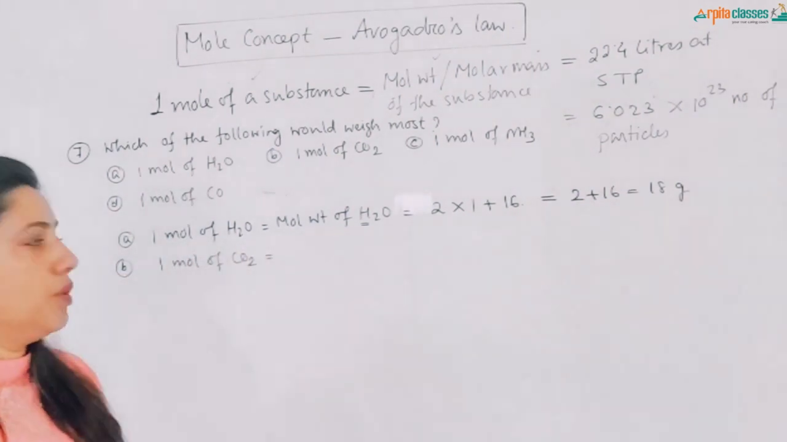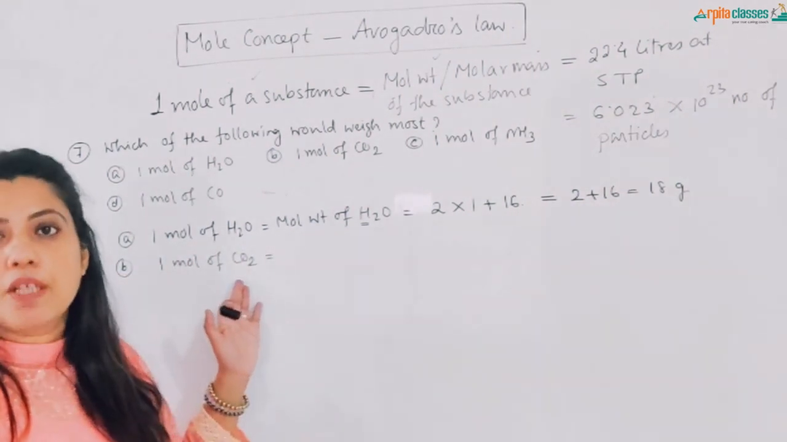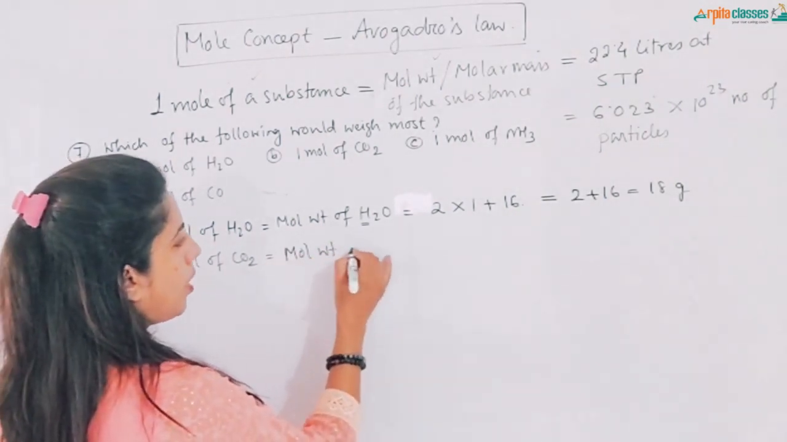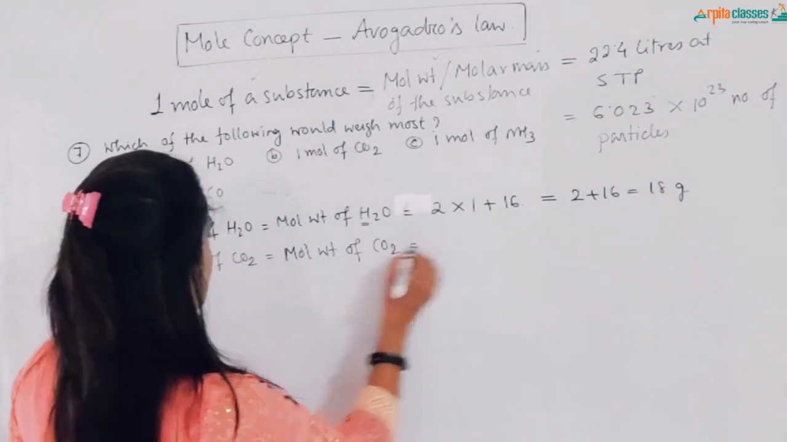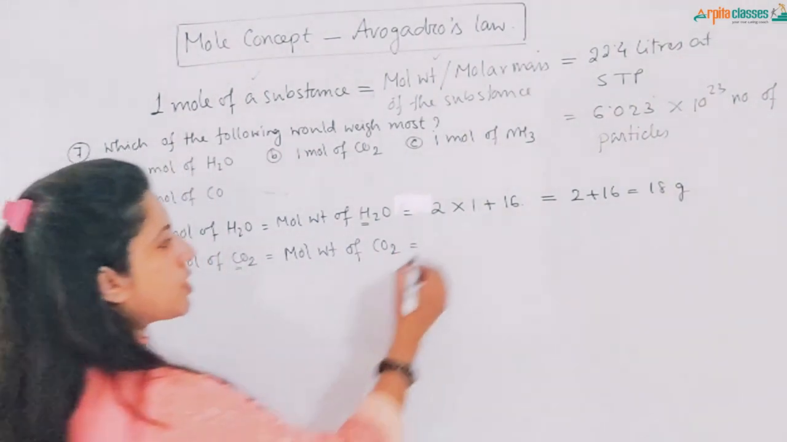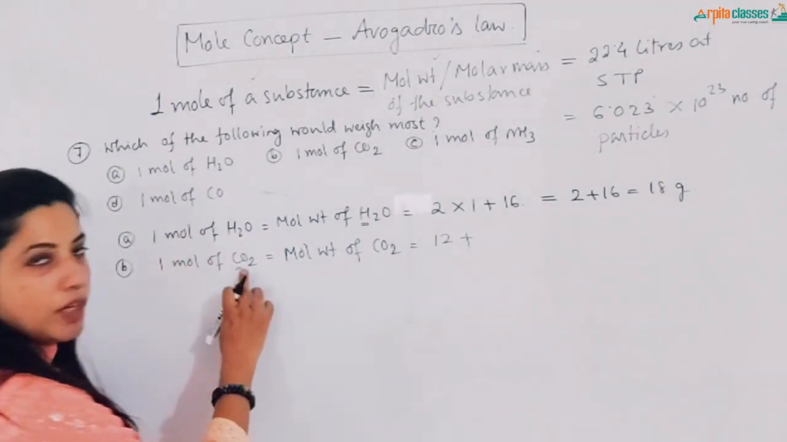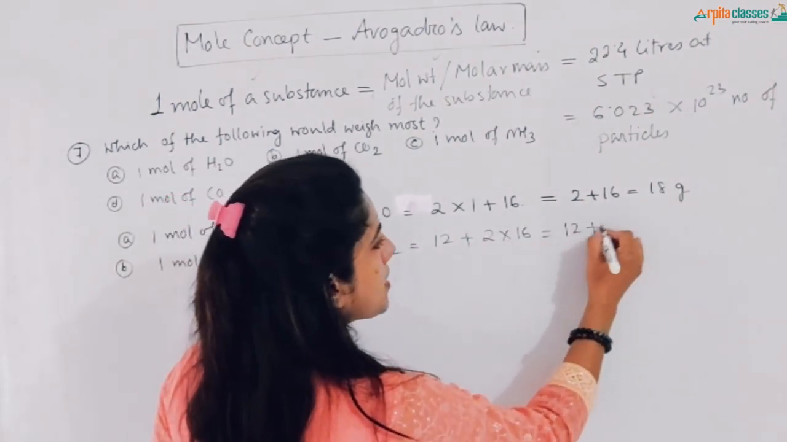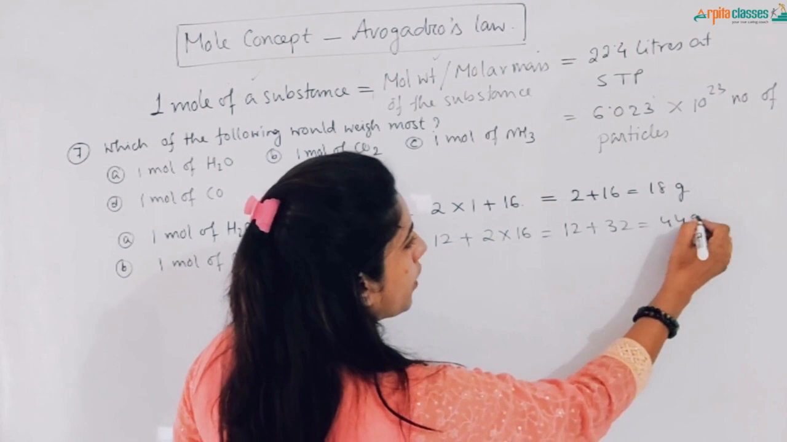Okay, now let us take the next one, that is 1 mole of carbon dioxide. Most of you also know the molecular weight of carbon dioxide, it is 44, but we'll still do it. The molecular weight of carbon dioxide is the atomic weight of carbon, which is 12, plus the atomic weight of 2 oxygens, that is 2 into 16, so it is 12 plus 32, which is 44 gram.